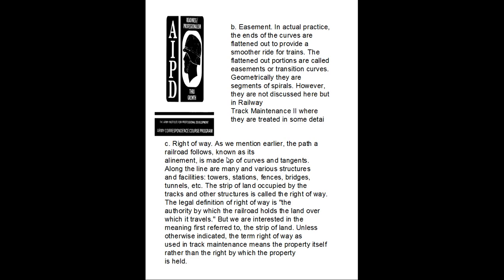The path a railway follows is known as the alignment, and is made up of curves and tangents along with a line of various structures and facilities: towers, stations, fences, bridges, tunnels. The strip of land occupied by the tracks and other structures is called the right-of-way. A legal definition of the right-of-way is the authority by which the railroad holds the land over which it travels. In track maintenance, the term right-of-way means the strip of land, the property itself, rather than the right by which the property is held.